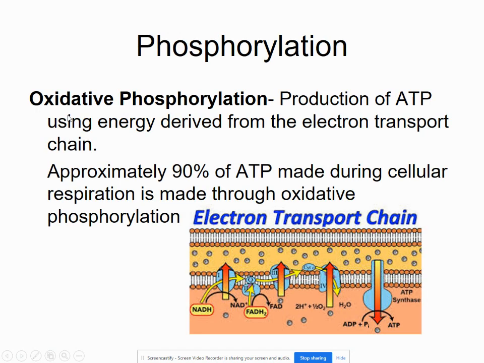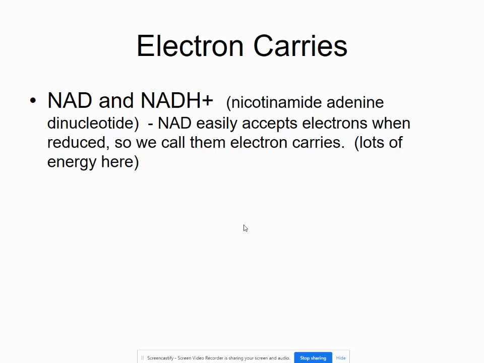Okay. Just to give you an idea, 90% of our ATP is made during oxidative phosphorylation or the electron transport chain. But we're going to start to try to use this term oxidative phosphorylation instead of electron transport chain a lot. This is also known as, coming up, chemiosmosis. Oh, 3 different things mean the same exact thing. Pretty crazy.